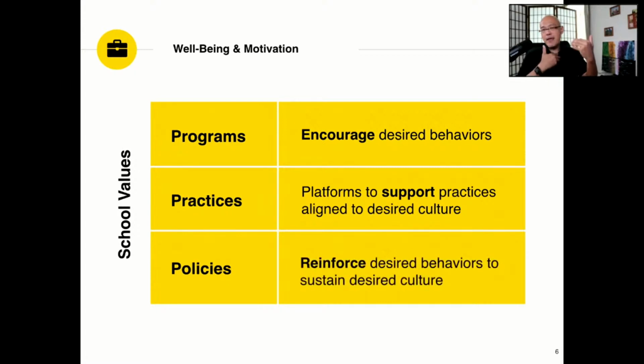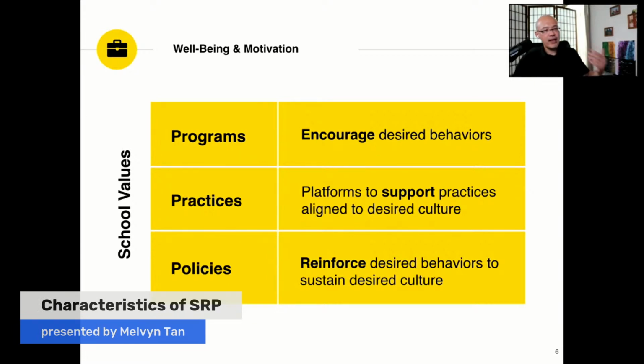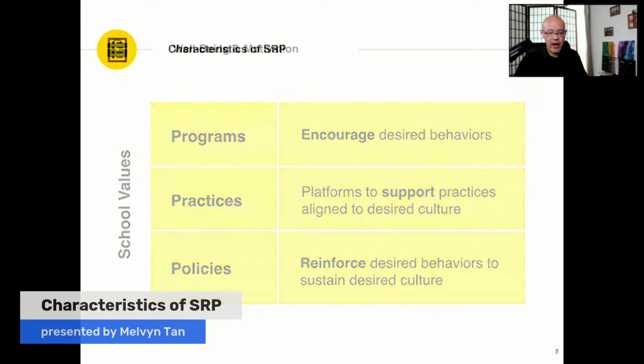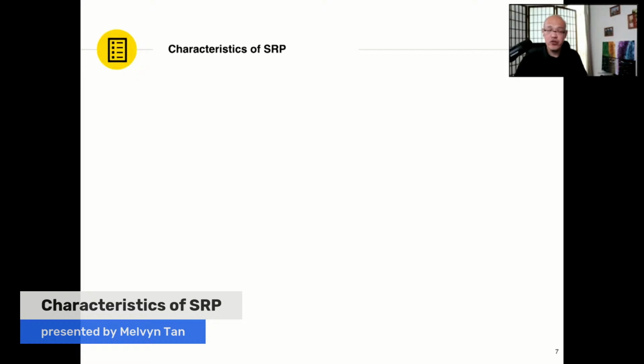So that is where it becomes a policy, and a policy is for the purpose of reinforcing the desired behaviors to sustain the desired culture. So policies could be, for instance, features that get infused into performance management, and it becomes an expected behavior of the person itself, right? And so that is the second characteristic of your staff resource plan.